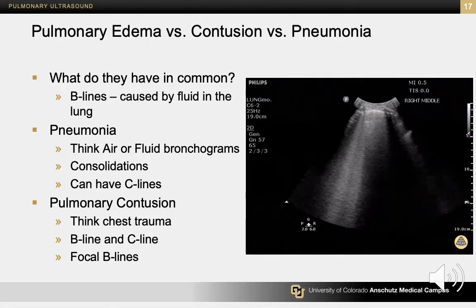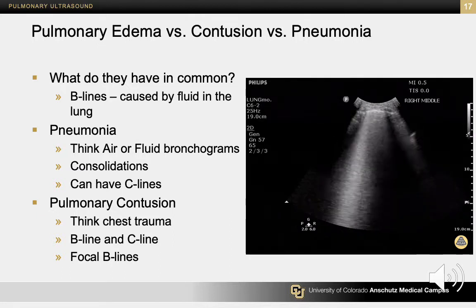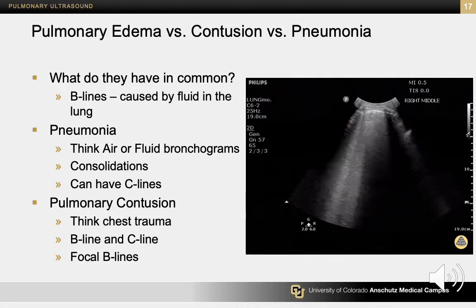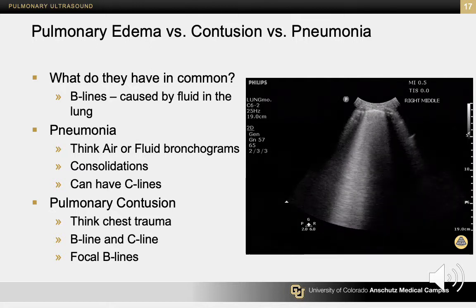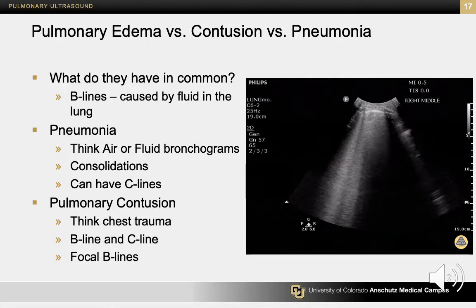So when we talk about pneumonia, it can definitely cause B lines, because of fluid accumulation in the lung. Other findings for pneumonia will be bronchograms, consolidations that you can find, and then also some C lines. We'll talk a little bit more about what C lines are in a couple of slides.